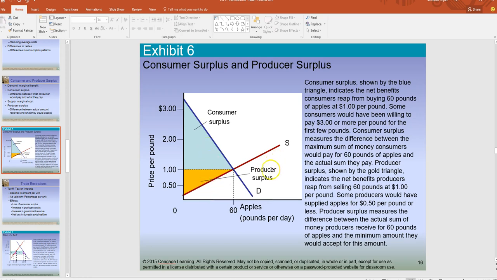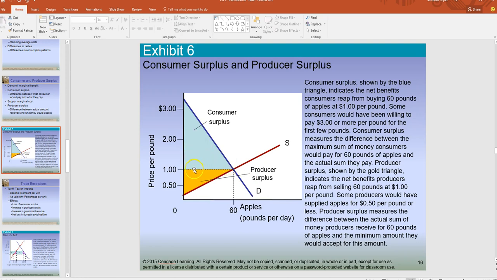This is the market for apples, and of course here is the price of apples measured on the vertical axis. This is the demand, this is the supply of apples. And in equilibrium, what we have here is $1 per pound. And in equilibrium here we have 60 apples or 60 pounds per day.